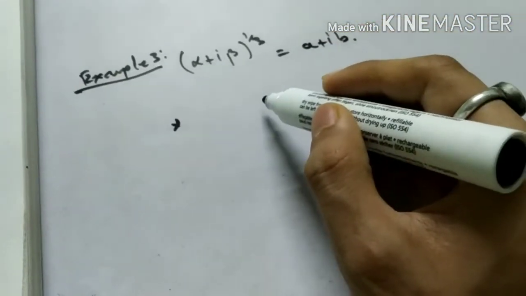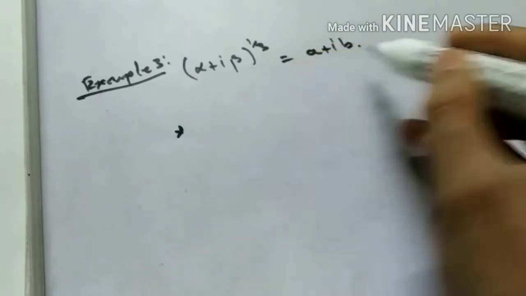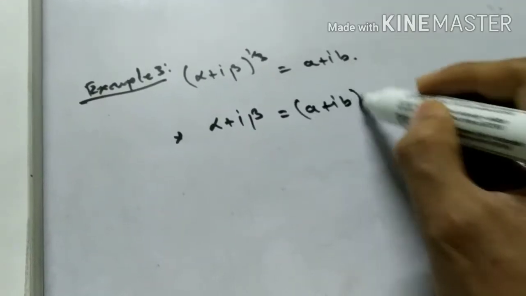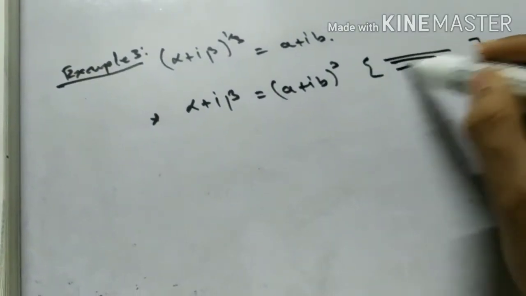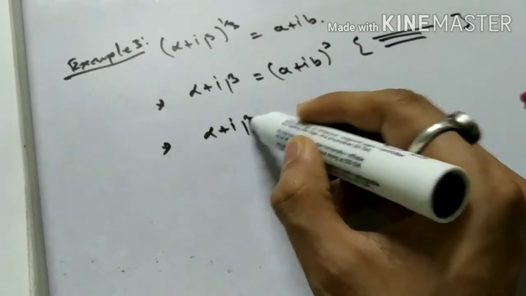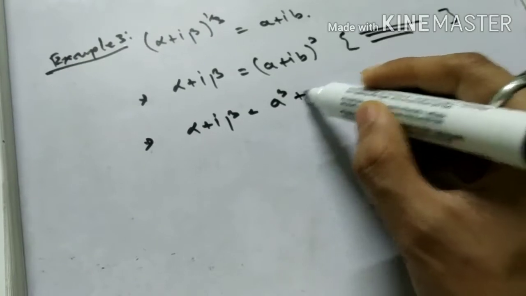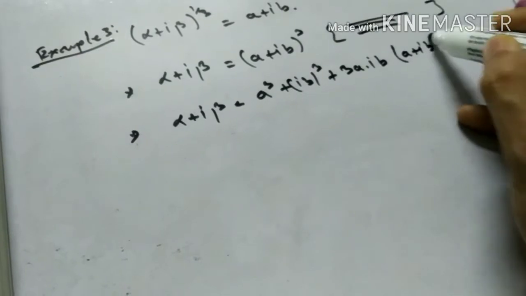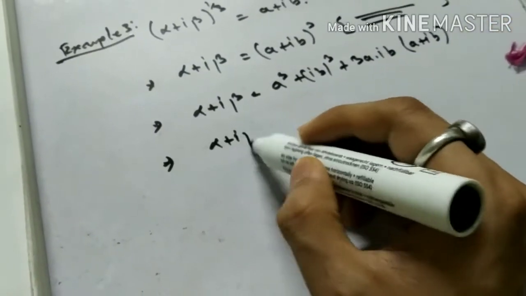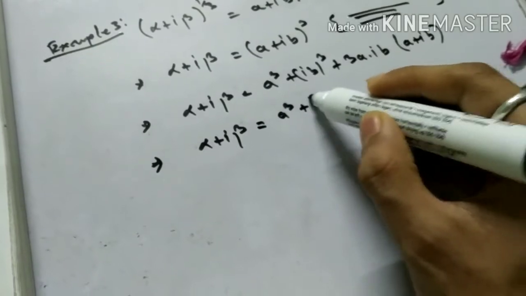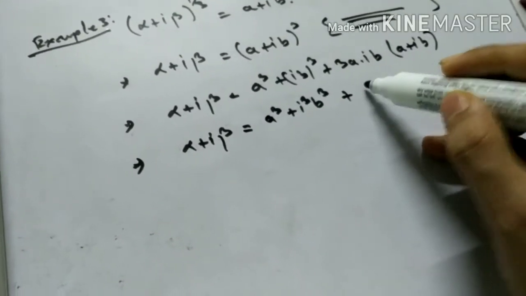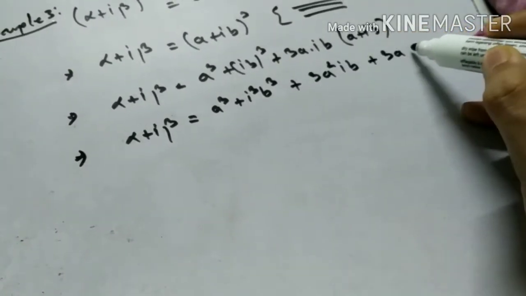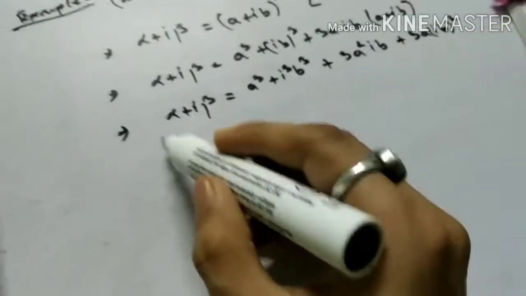So what I can do here is cube both sides. Cubing both sides: alpha plus i beta is equal to (a plus ib) the whole cube. Break this using the formula: a cube plus (ib) cube plus 3a ib times (a plus ib). So alpha plus i beta is equal to a cube plus i cube b cube plus 3a square ib plus 3a (ib) whole square.